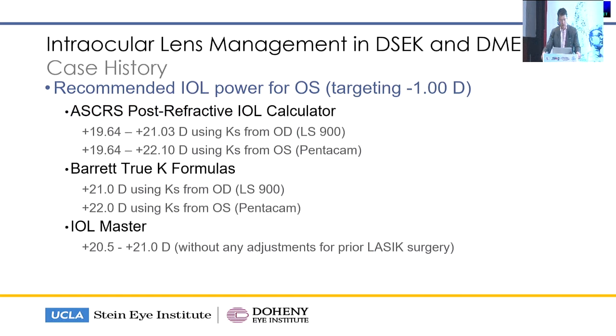So the calcs, as you see here, that came up using the ASCRS post-refractive IOL calculator range between about 19.6 and 22, depending whether I'm using Ks from the right or the left eye. The Barrett True-K formulas between 21 and 22, again, depending on whether I'm using Ks from the right or left eye. And if I just ignore the fact she's had prior refractive surgery, just use IOLMaster calcs, you see between 20.5 and 21. So I decided to sort of split the difference between the highs and lows, the range from the ASCRS calculator as well as the Barrett True-K, and went with the 21.5.